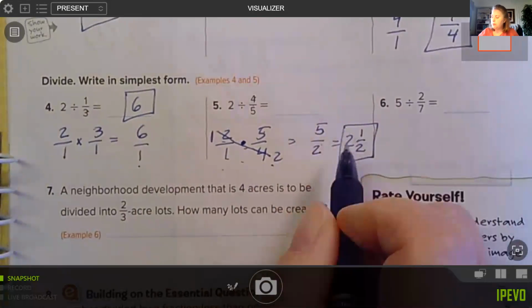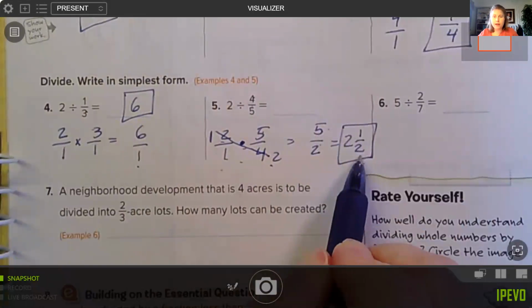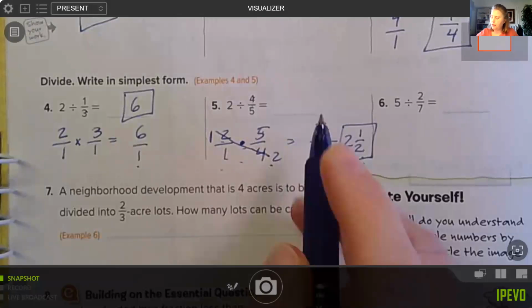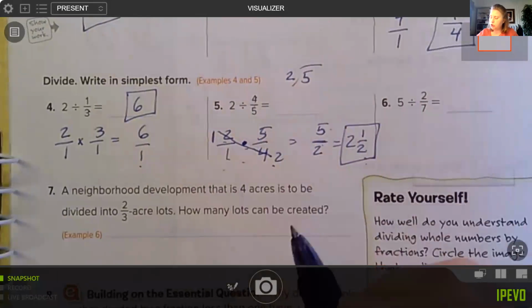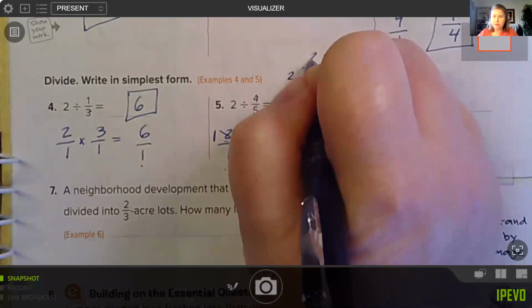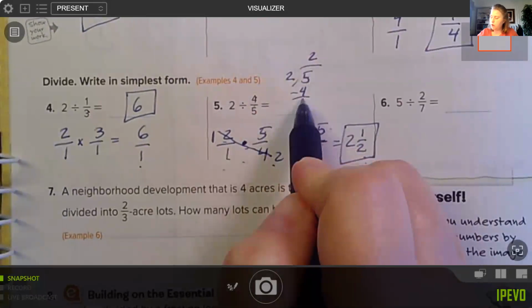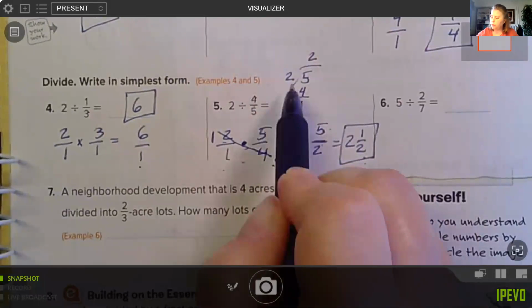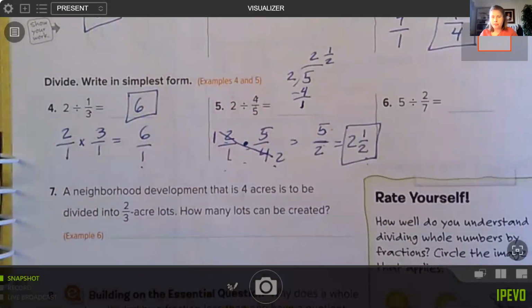And remember, how do we get from here to here? It's just a division problem. Some of you can do it in your head, and that's fine. If you can't, this is how you can do it. It's 5 divided by 2. How many times does 2 go into 5? It goes in 2 times. 2 times 2 is 4. 5 minus 4 is 1. We used to say remainder 1, but now we say 1 out of 2. So that's 2 and 1/2.